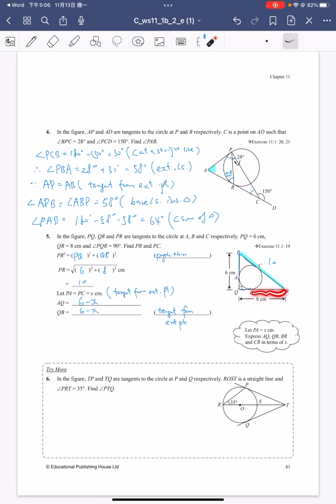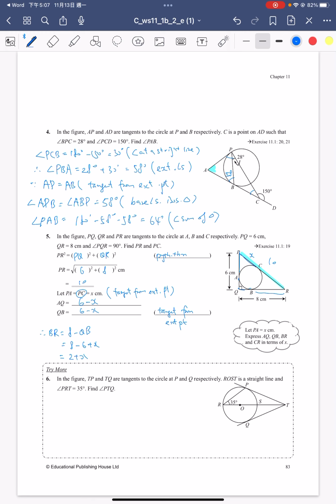So BR is actually equal to 8 minus the QB, isn't it? So now we can say that BR is equal to 8 minus QB, which is equal to 8 minus 6 plus X, giving you 2 plus X. And then we can say that this PC is equal to X as well, right? Because at first we set the PC equal to X.